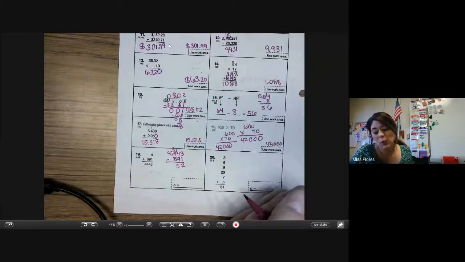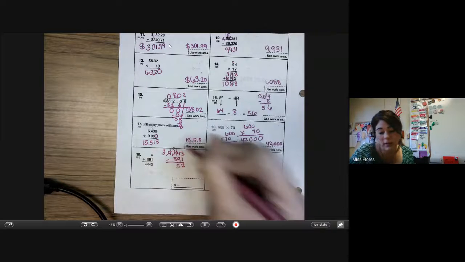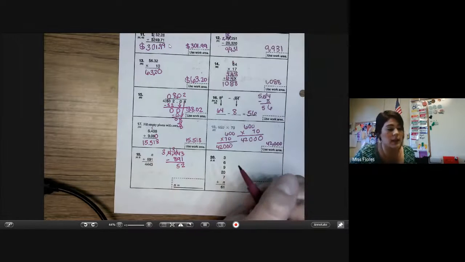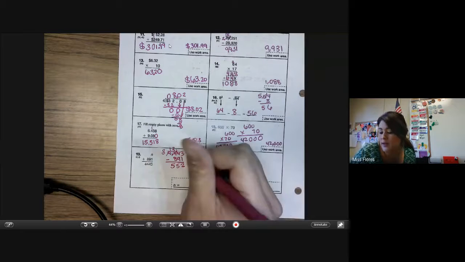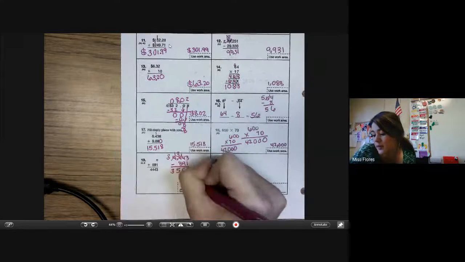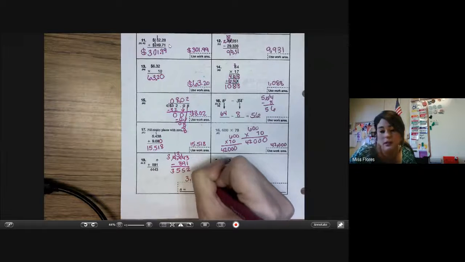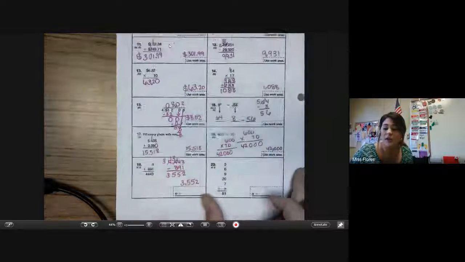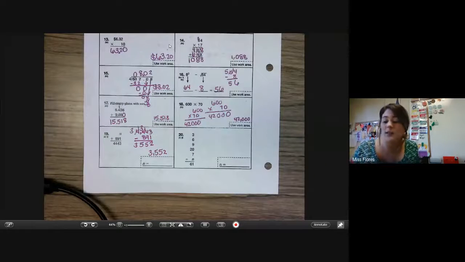And then 3 minus 8, we cannot do 3 minus 8, so we need to borrow. So 4 becomes 3, and we carry over the 1. 13 minus 8 is also 5. And then 3 minus 0 is 3. So we get 3,552.